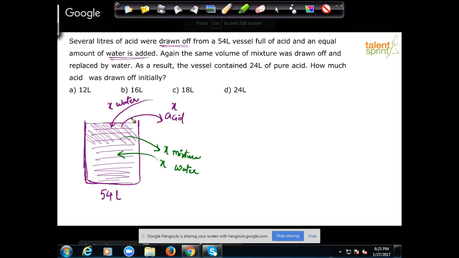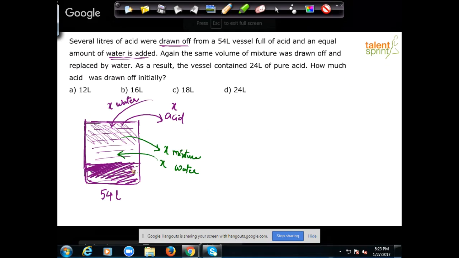Now, as a result, finally, when you see, the vessel has 24 liters of pure acid, right? After having done all this, we have only 24 liters of pure acid. So in this vessel, there are going to be 24 liters of acid. And the remaining 30 liters, we can say, is water, because the total quantity is 54 liters. See, at no point was the quantity disturbed. If you have removed X liters of acid, X liters of water was added. If you have removed X liters of mixture, X liters of water was added. So the total quantity remains 54 liters throughout, right?